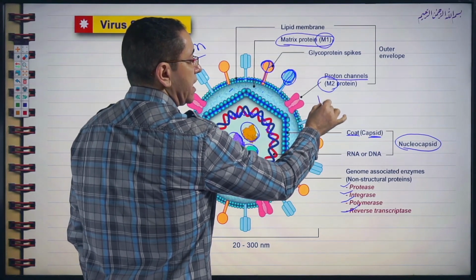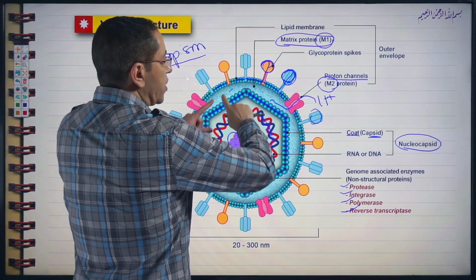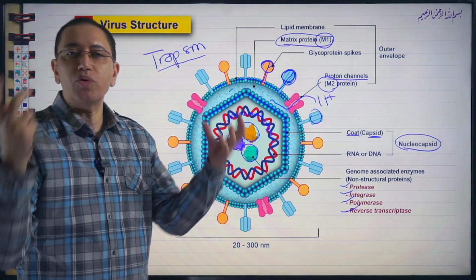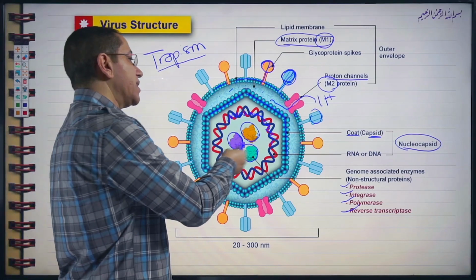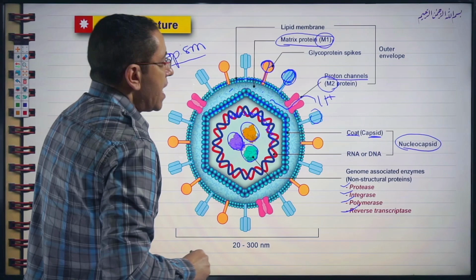A hydrogen ion enters through this ion channel. This hydrogen ion is the one responsible for melting what you see, the group of proteins and spikes, so the virus can perform a process called uncoating. I'll tell you about it within minutes.